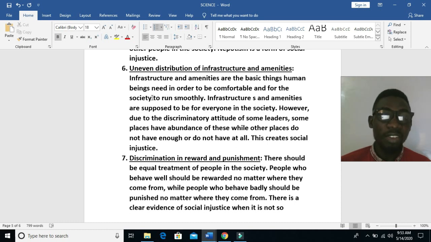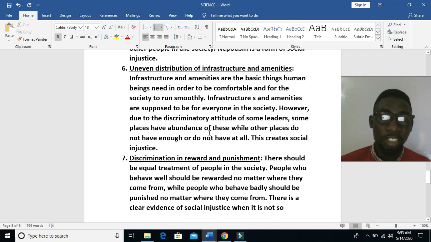So when they are not distributed evenly, there's social injustice. That's what this point is talking about. Infrastructure and amenities are supposed to be for everyone in the society. However, due to the discriminatory attitude of some leaders, discriminating, this one is my people, this one they are not my people, some places have abundance of this infrastructure, while other places do not have enough or do not have at all. I hope you understand the point now.